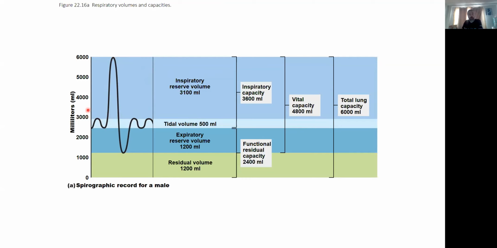Then we have him blow all the way out, get as much air out of his lungs as he possibly can. That's this, the expiratory reserve volume, below that tidal volume.